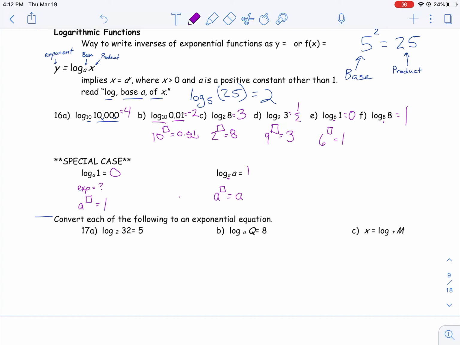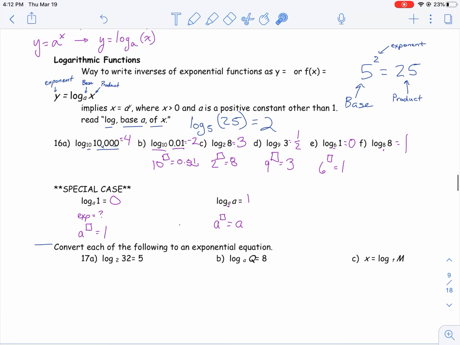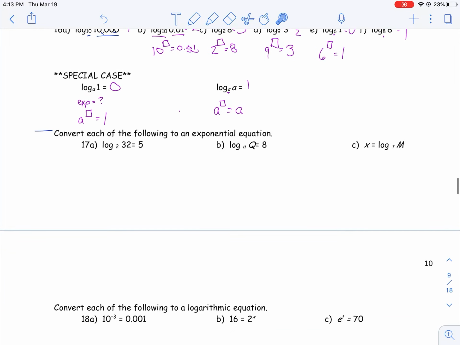Hey, in this video we're going to take a look at how to convert logarithms into exponents and vice versa. We actually did this a little bit in the last video, looking at an exponential equation and its relationship to a logarithmic equation. We're really just doing the same thing here. In this case, they're giving us an equation and asking us to change it to an exponential equation. So we're going to take what we have and change it into an equation.